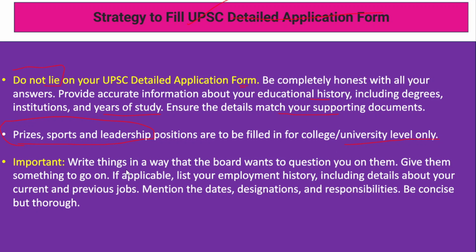Now, the other important note we need to understand is to write things in a way that the board wants to question you on them. That is very important, because if you know a few things well, you can write those in your detailed application form, and when the board members ask you a question on them, you can confidently address them. That is the very essence. Give them something to go on, so that the board members can ask you questions from that particular field.